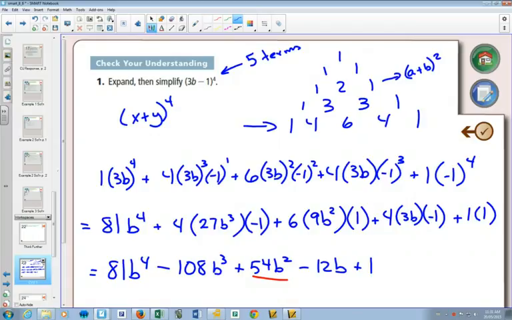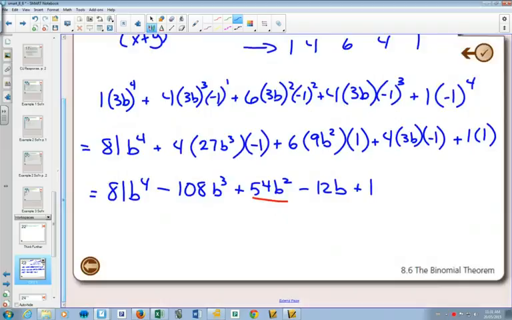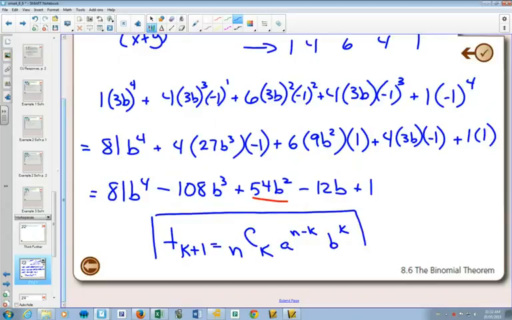Now there's a formula on your formula sheet, and I'm going to write it down here. It looks like this: t sub k plus 1. I don't think it's in your textbook, so you'll want to write this down as well, maybe at the top of page 739. t sub k plus 1 equals n choose k, a to the n minus k, b to the k. There's the formula. Now we're going to talk about what this means, and we're going to use the formula to find that 54b squared.